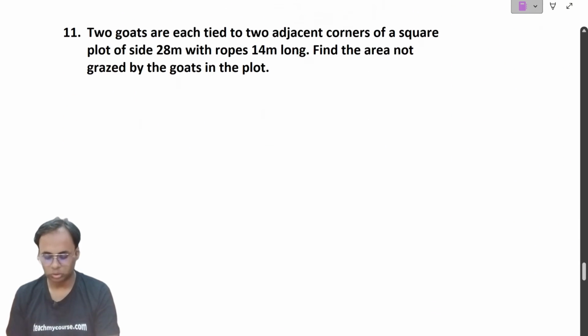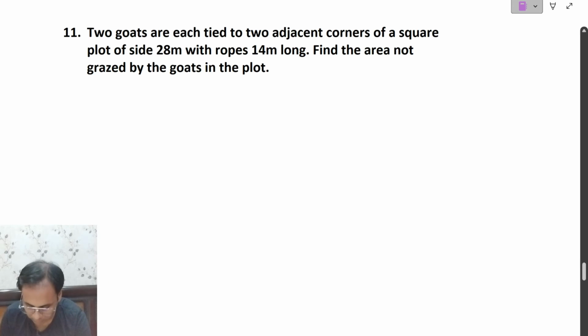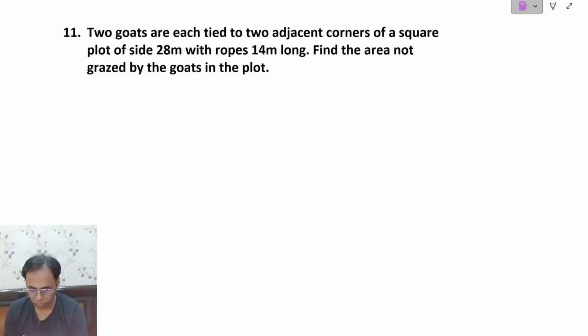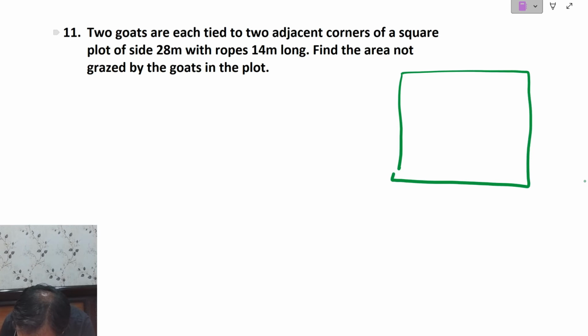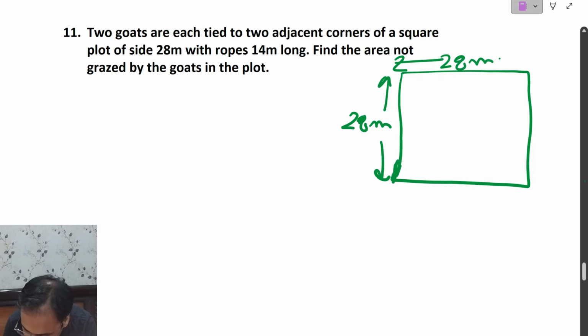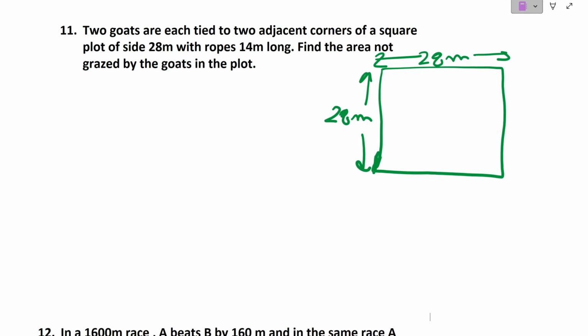Next, two goats are each tied to two adjacent corners of a square plot of size 28 meter. So let's consider the plot as a square, 28 meter like this and 28 meter like this. We have this square area and we have to find the area which is not grazed by the goats in the plot.